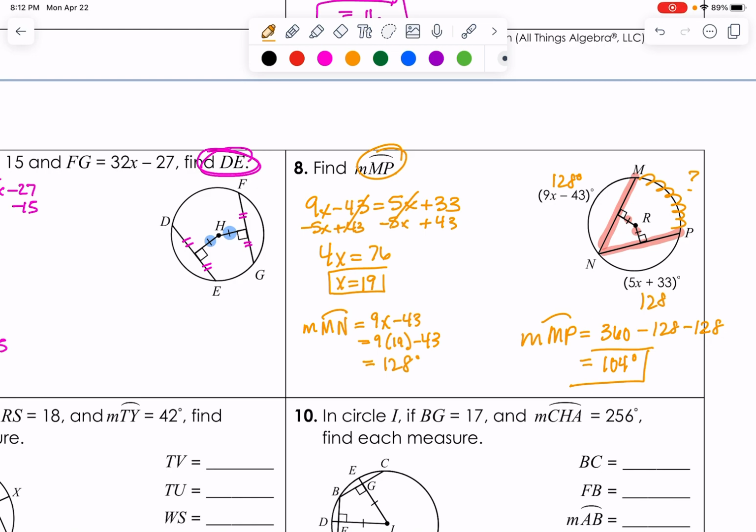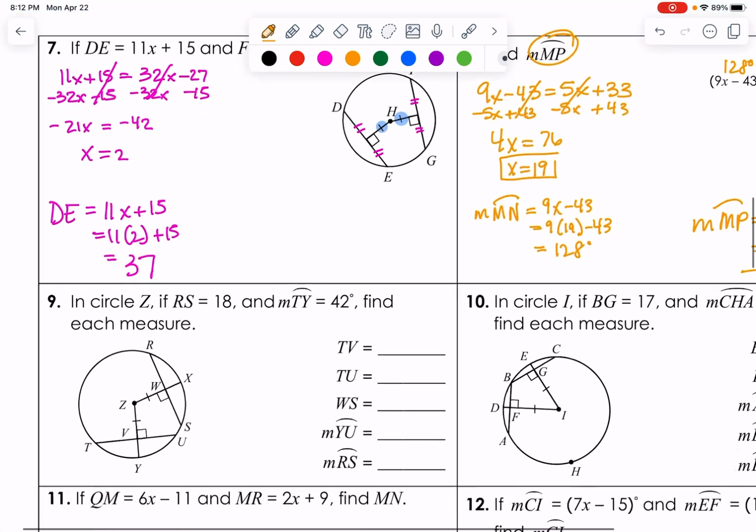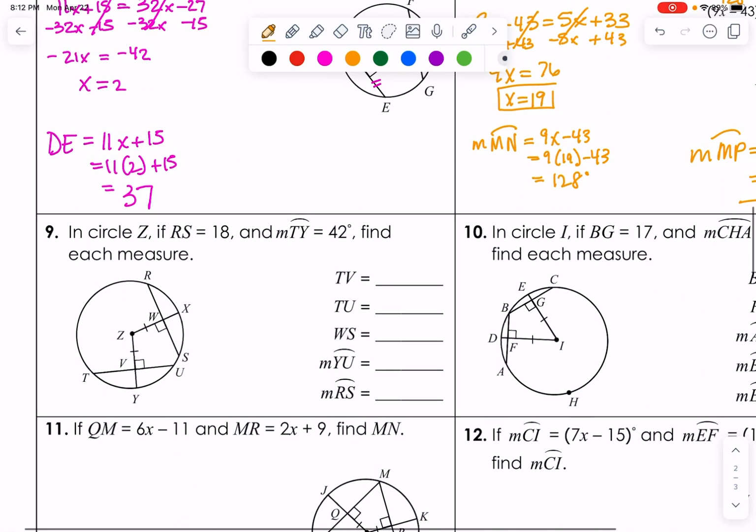All right, let's look at number 9. Number 9 is easier. It doesn't look like it is, but it's easier because there's no algebra. You're just identifying the pieces. So let's start with the fact that RS, the whole thing, is 18. Because these pieces are congruent and they're at right angles, I can go through and say this piece is congruent to this piece and that piece is congruent to that piece. And while we're at it, these are congruent and these are congruent.